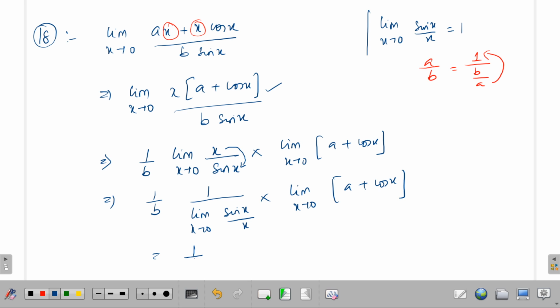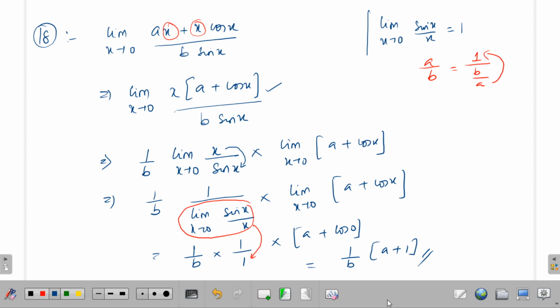So I'll get here 1 by b into 1 by 1, because the value for this one would be nothing more than 1. Then into limit of x tends to 0 a, there's no x, so there will be a, and limit of x tends to 0 cos x would be, if I put the value for x to be 0, it will be cos 0. Cos 0 is nothing more than 1, or instead let me just write down here cos 0, better. So which will be 1 by b, and I'll get here a plus 1, and that is your answer for question number 18. Okay, so that's all about your question number 18.